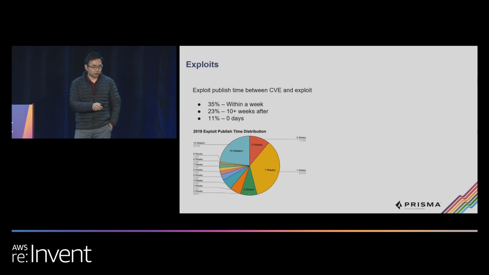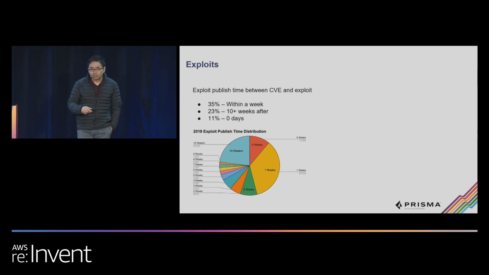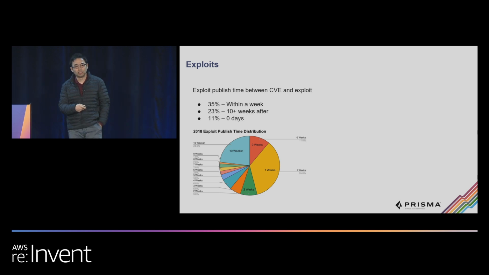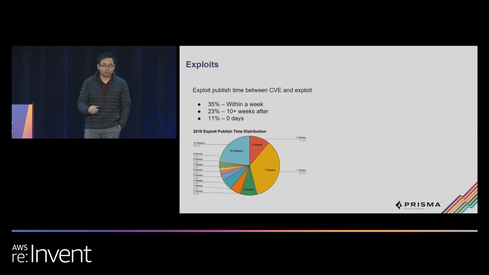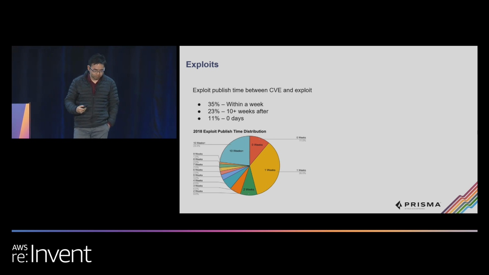The left pie chart shows the statistics in 2018. In 2018, 35% of the exploits were developed and published within a week. And 11% of the exploits were developed and published even before the vulnerabilities were disclosed. These are the zero-day vulnerabilities, the vulnerabilities that you cannot even patch before the attackers start to attack you. So, kind of scary.